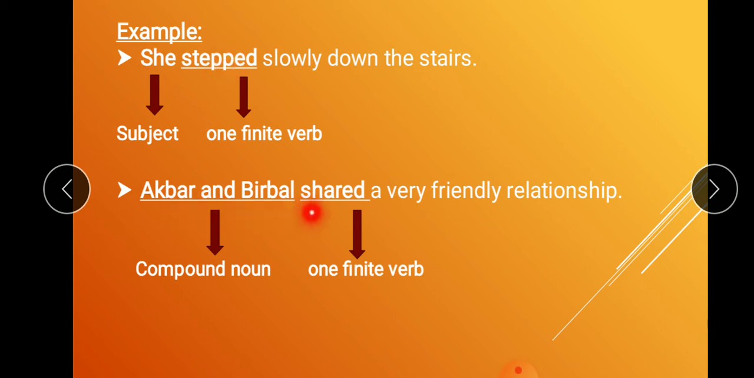Akbar and Birbal shared a very friendly relationship. Akbar and Birbal is a compound noun. Compound nouns are the nouns which are joined using the conjunction and. Shared is a verb here which is a finite verb as it can change according to the number of person and it can be changed to show tense.